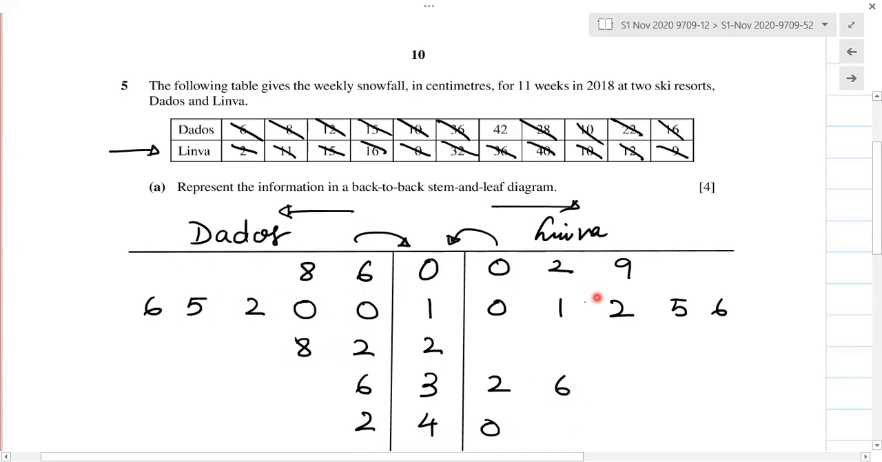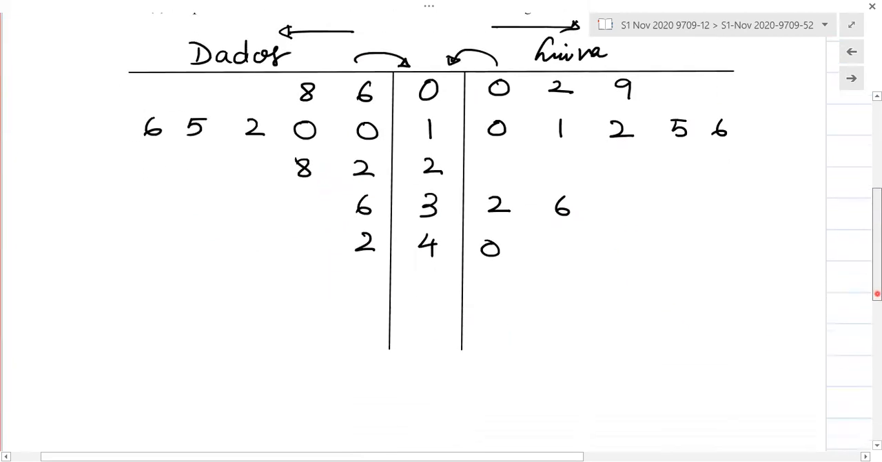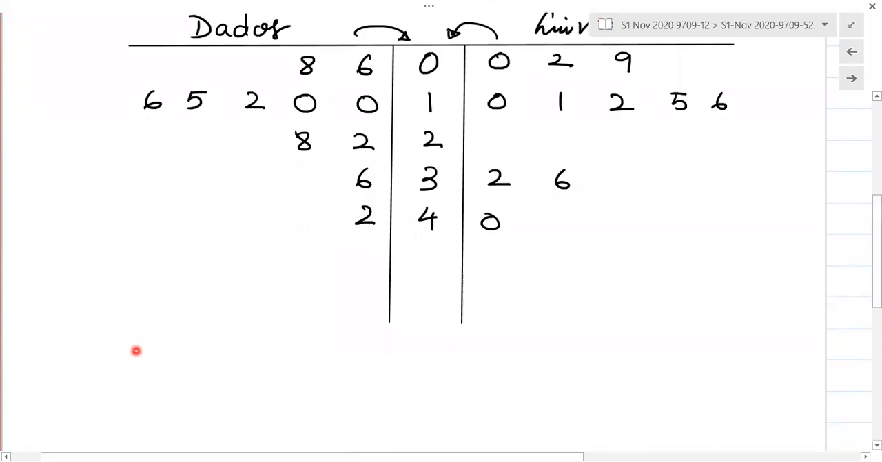So this is our stem and leaf diagram. Please remember, this is for 4 marks. You have 1 mark for the key. So we have to mention the key over here once you're done with your stem and leaf diagram. And the key we can write as, let's say, 3 in between. So we are representing 3 and 6 and 3 and 2.